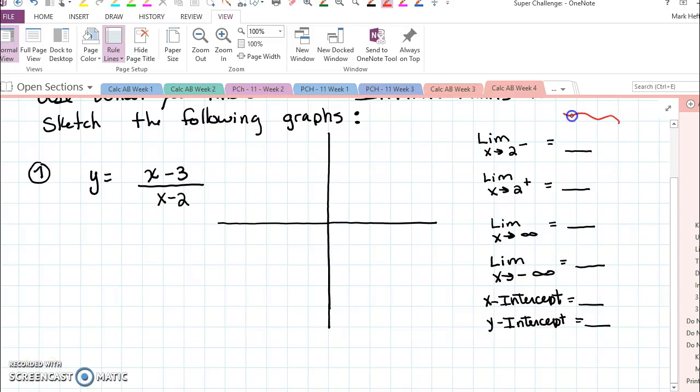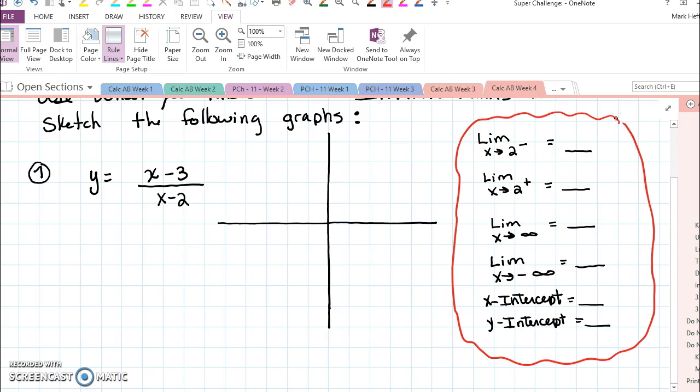If I fill out all of this information, I should be able to come up with a pretty good graph of what this looks like. I'll start with the easiest thing, the y-intercept. When I plug in 0 for both x's, I get negative 3 halves, negative 3 over negative 2, which is 1.5. So I know the graph goes through there.